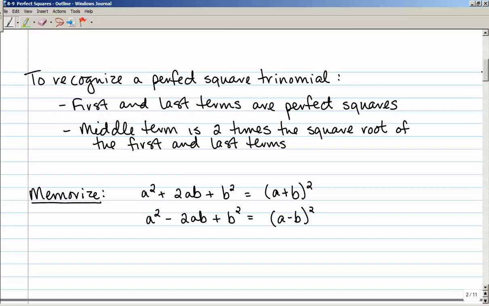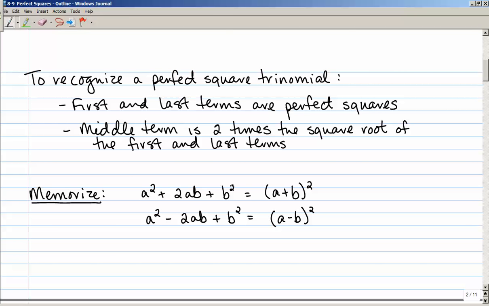So here's how you recognize whether or not a trinomial is a perfect square. Are the first term and the last term perfect squares? In other words, is the first term something like x squared or 4x squared? And is the last term also a perfect square, something like 81 or 121? Then, is the middle term 2 times the square root of the first term and the last term? So if this term is x squared and this term is 81, is the middle term 2 times x, which is the square root of x squared, times 9, which is the square root of 81?